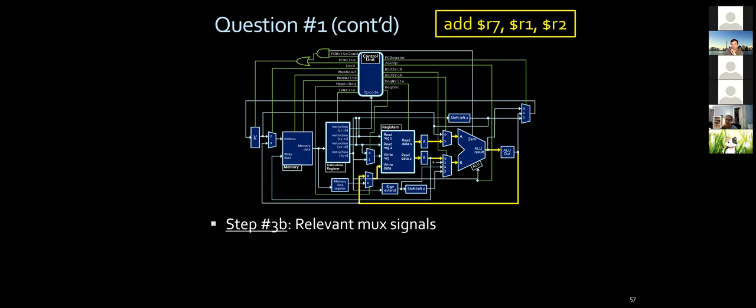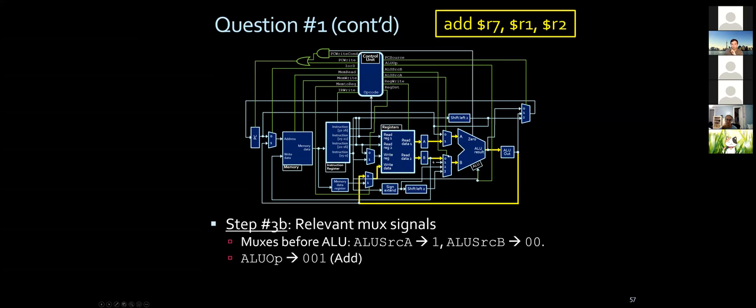Okay, the next thing is all the relevant mux signals. So what are the relevant mux signals I have to deal with? Well, obviously these two guys, I need to get this set to be 1 because I need to get this guy here, not this guy. And LU source B has to be 0, 0 to get you to here, right, to this guy. And LU op, surprise, surprise, needs to be an add. So that's encoded as 001.